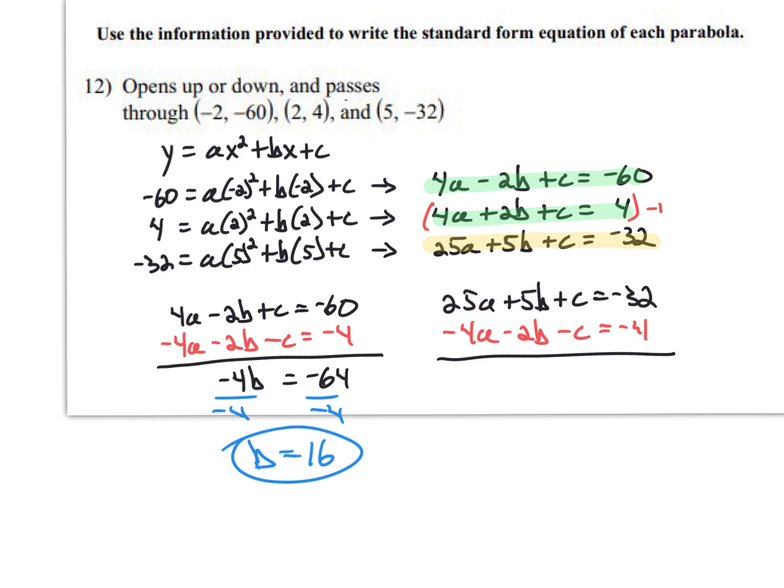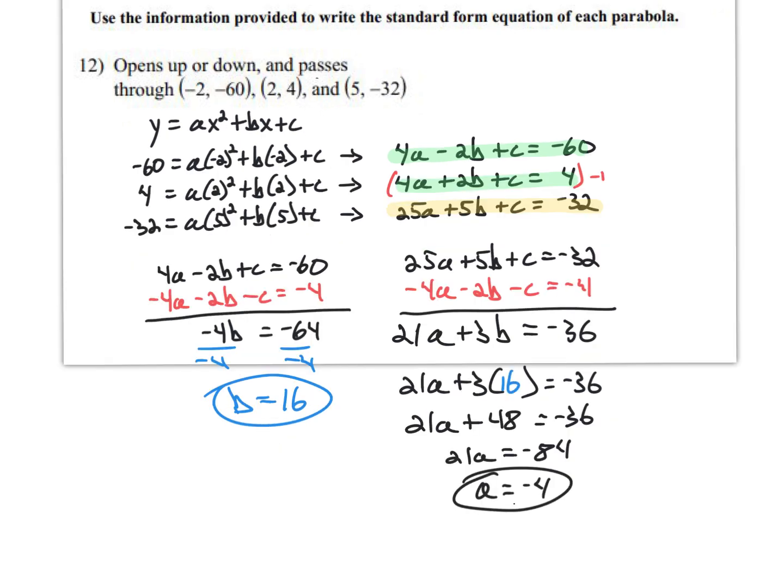So when I combine these, let's see, I end up with 21a plus 3b equals -36. Well, because I know b equals 16, I could substitute that in here, and then I can solve this equation for a. So you can see I worked out this equation by plugging in 16, and I realized that a equals -4.